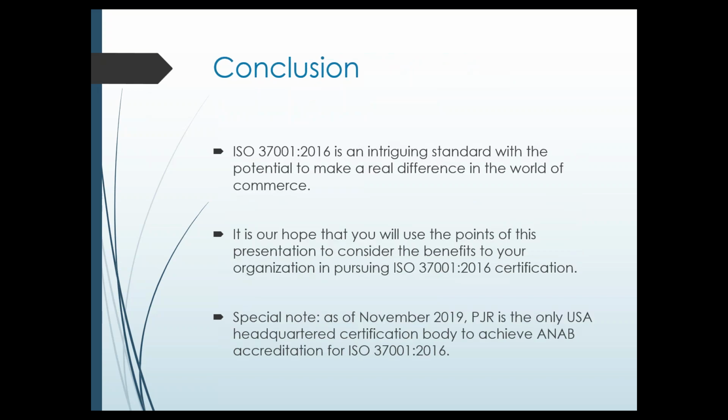ISO 37001 is an intriguing standard, and we feel it has the potential to make a real difference in the world of commerce. We do hope that the points of our presentation today will help you consider the benefits of ISO 37001. Now, as of November 2019, PJR is the only USA headquartered certification body to achieve A and AB accreditation for ISO 37001:2016. So our ISO 37001 certificates bear the A and AB seal.